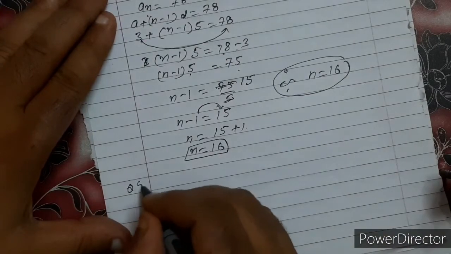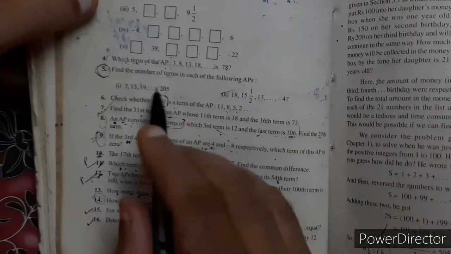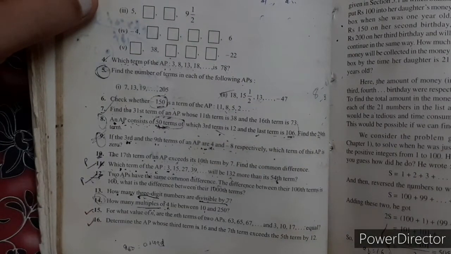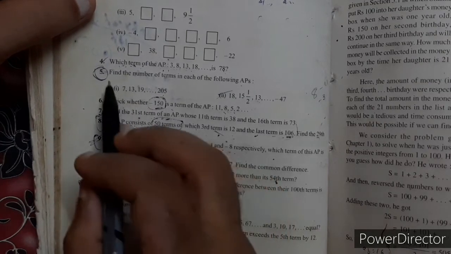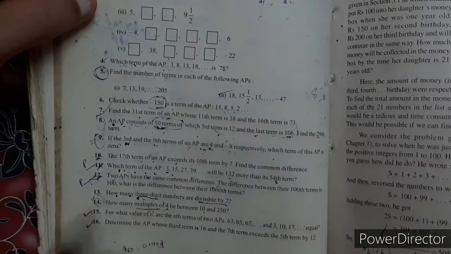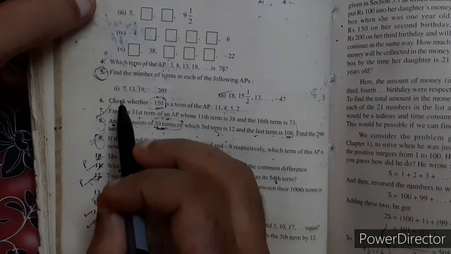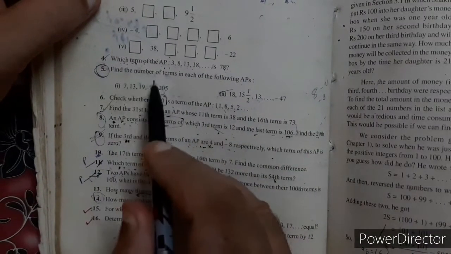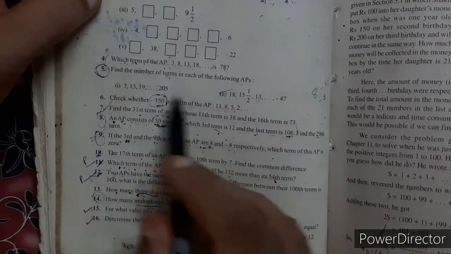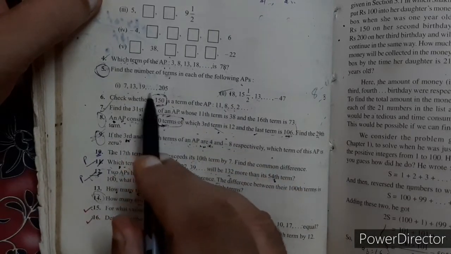अब ऐसे करेंगे question number 5. Find the number of terms. Means if we have given which term and find the number of terms, the method is same. Means we have to find out number of terms in each of the following. We have to find out number of terms, means n निकालना है. And the sequence is 7, 13, 19 and 205. There are two parts in each following AP.